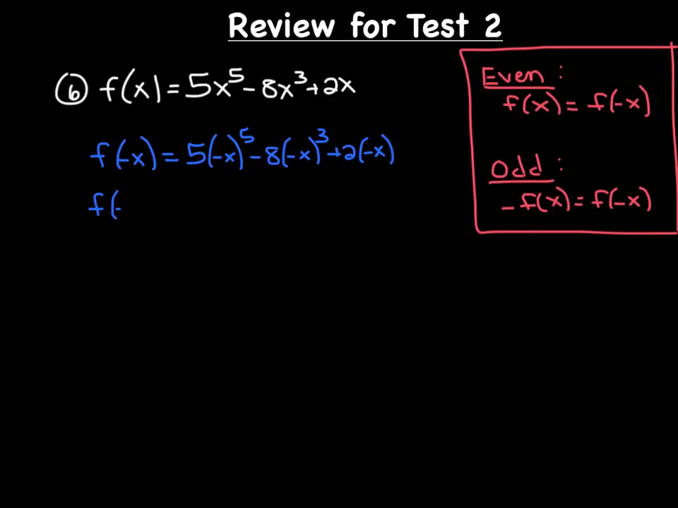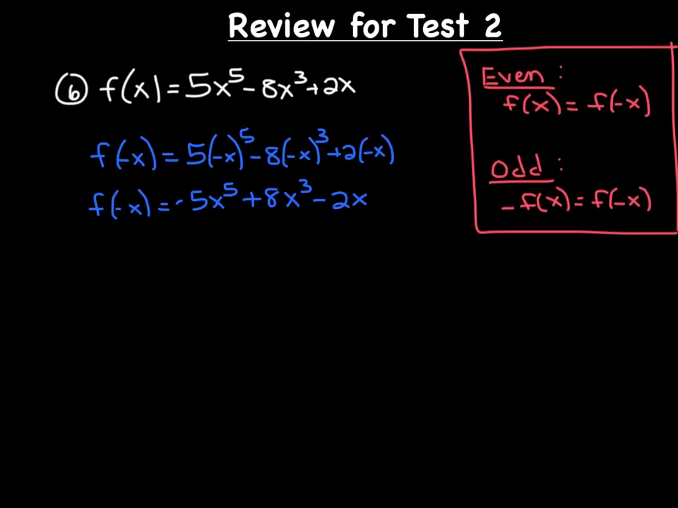Let's bring this down. F of negative x is equal to, so a negative to an odd power is negative. So this is really going to be equal to negative x to the fifth. So 5 times negative x to the fifth will be negative 5x to the fifth. All right, so then negative x to an odd power, again, is negative. So this is going to be negative x cubed. So negative 8 times negative x cubed is going to be positive 8x cubed. And then 2 times negative x is just negative 2x.